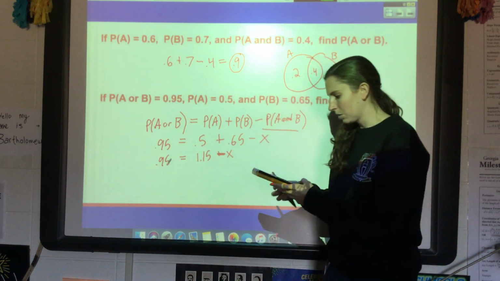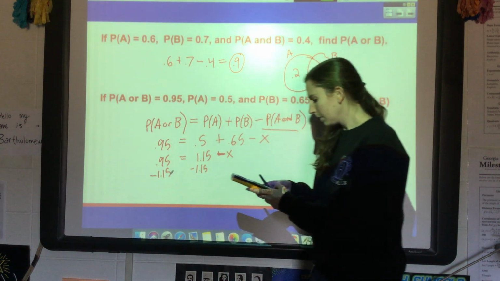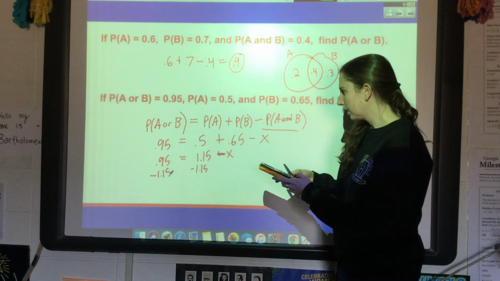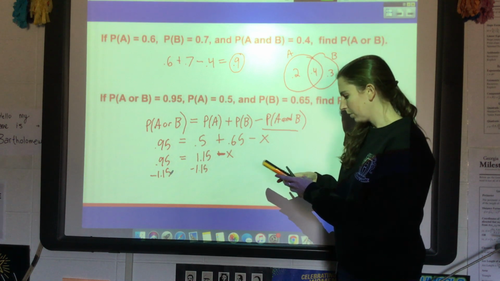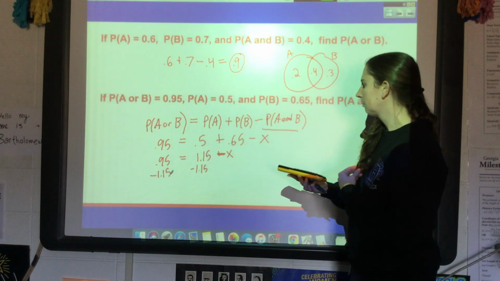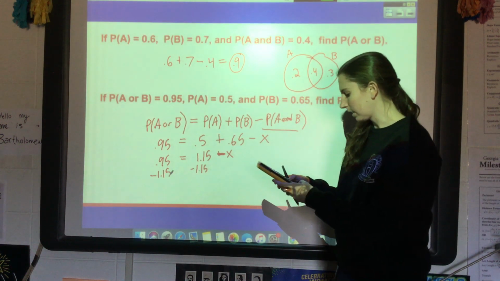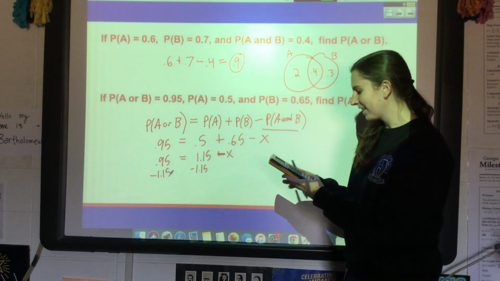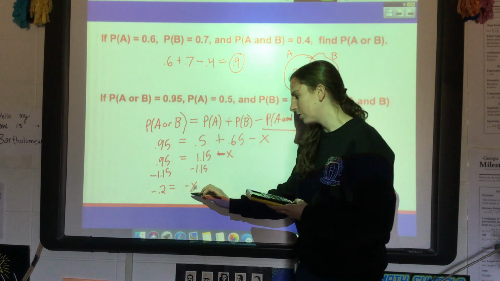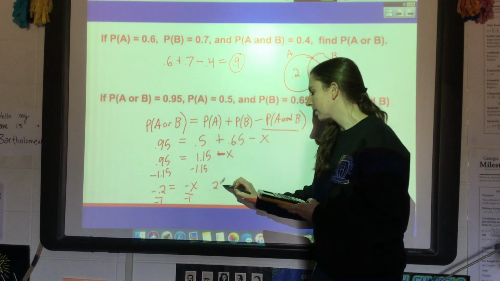And then subtract 1.15 from both sides. So 0.95 minus 1.15. Oh, sorry, I made that negative on accident. 0.95 minus 1.15, and we get negative 0.2 equals negative X. To get rid of the negative, just multiply or divide by a negative 1. And so 0.2 equals X.